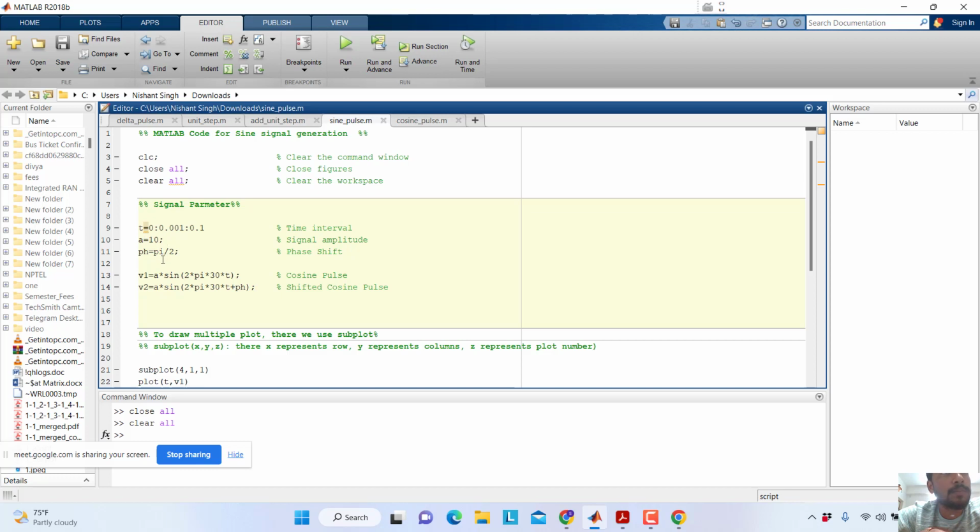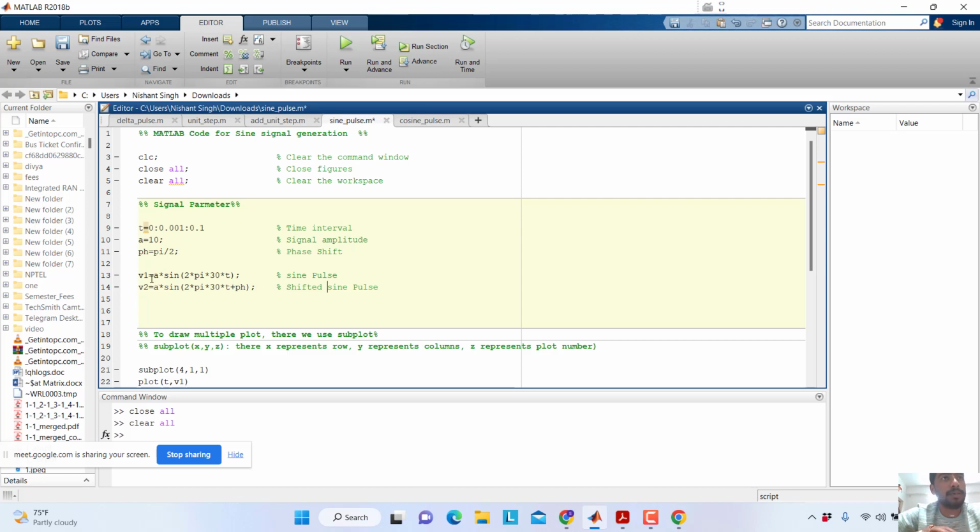Next is the phase shift. We consider pi by 2. So now we write our sine signal. Actually, the general equation of the sine signal is A sine 2 pi f t.